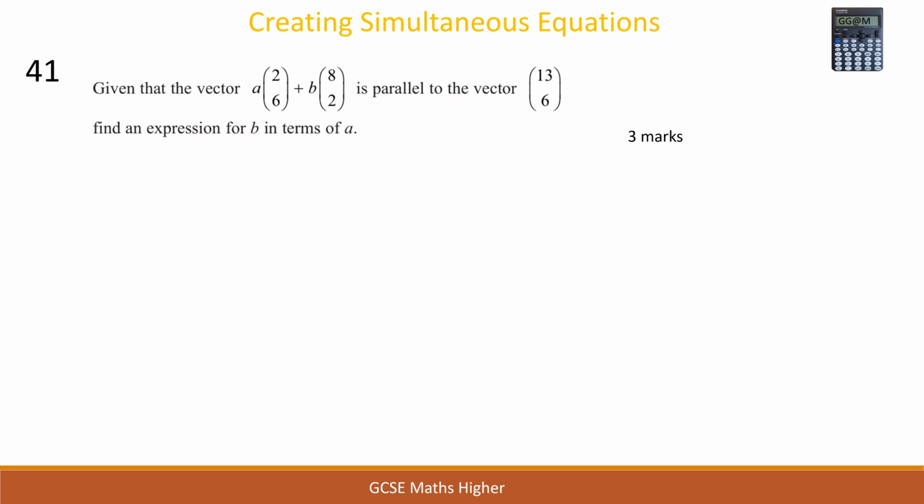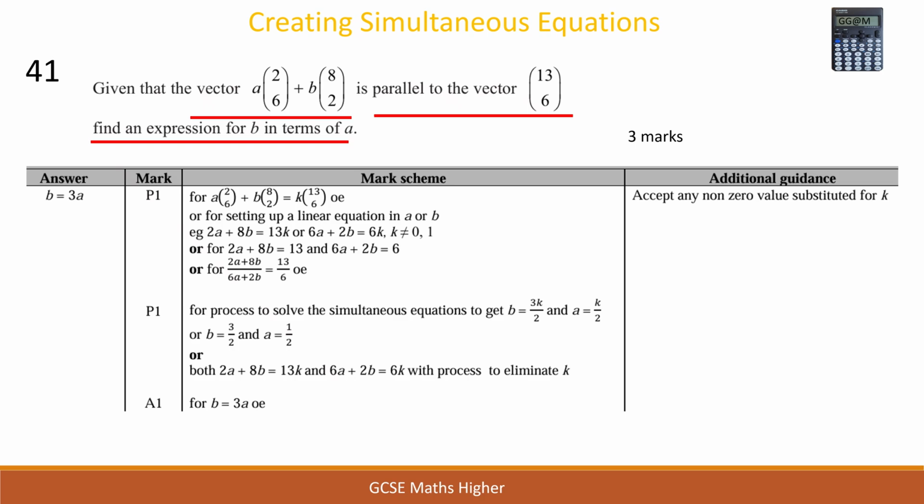Press pause, have a go at working out the answer. Press play when you're ready to hear the answer. So the keywords are being highlighted here, and the answer was B is equal to 3A. So fantastic work if you managed to get the answer. Remember, this P1 is a process mark, A1 is an answer mark, OE just means or equivalent. So well done if you got it correct. Just comment below to let me know how you got on. Fantastic work.